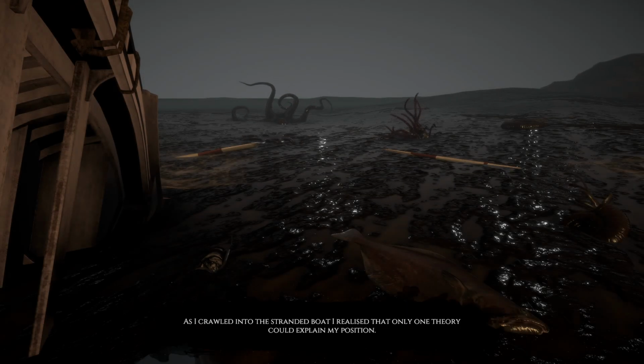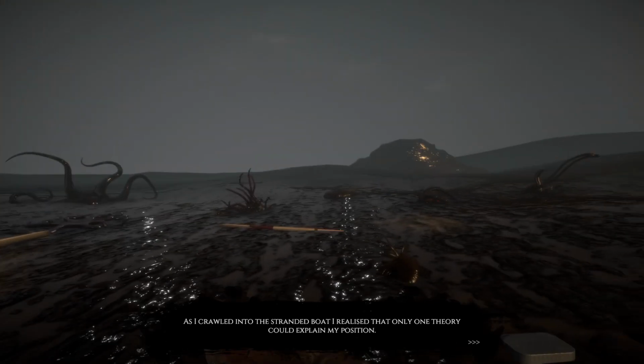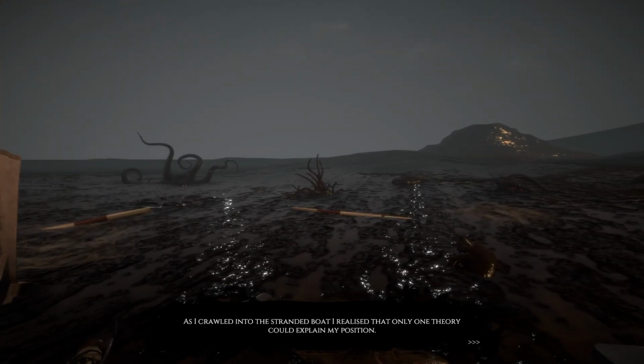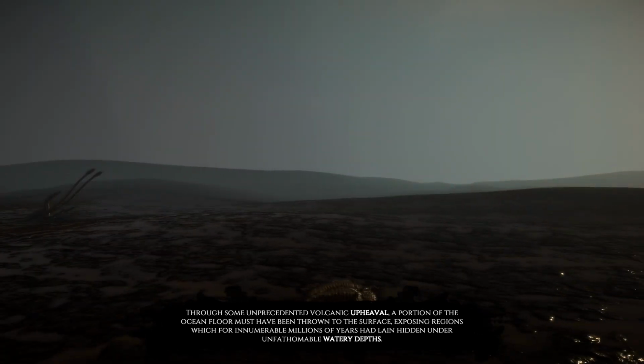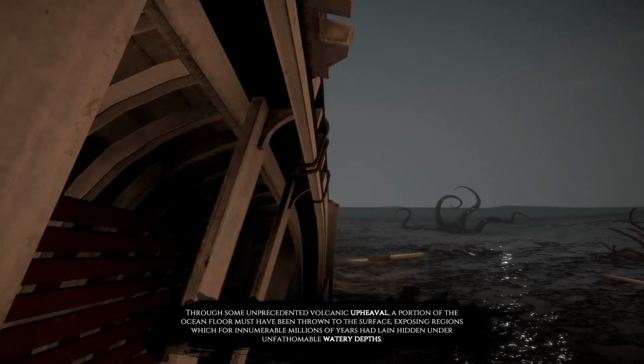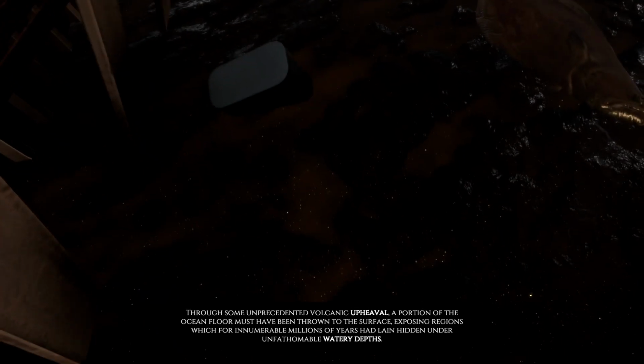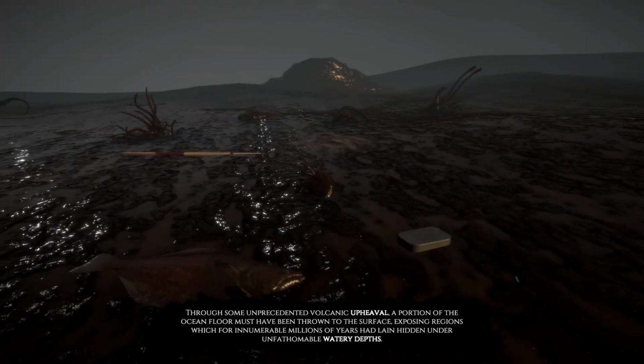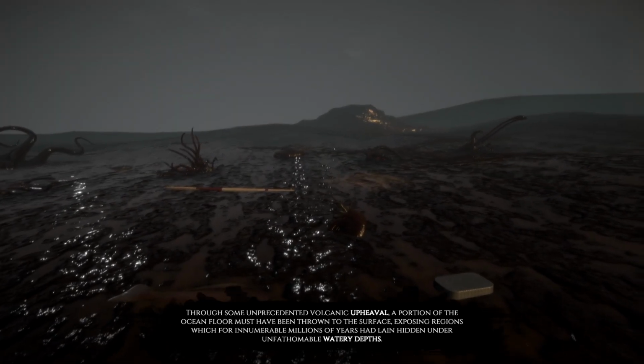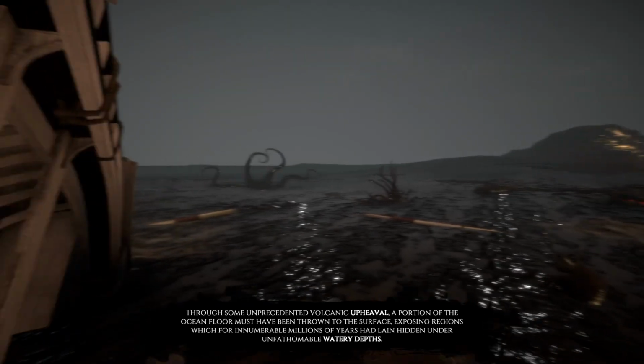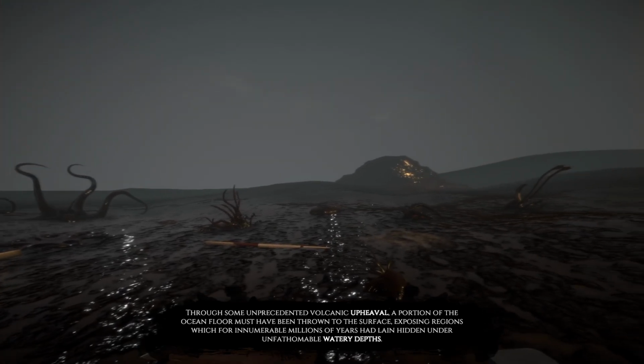As I crawled into the stranded boat, I realized that only one theory could explain my position. Through some unprecedented volcanic upheaval, a portion of the ocean floor must have been thrown to the surface, exposing regions which for innumerable millions of years had lain hidden under unfathomable watery depths.